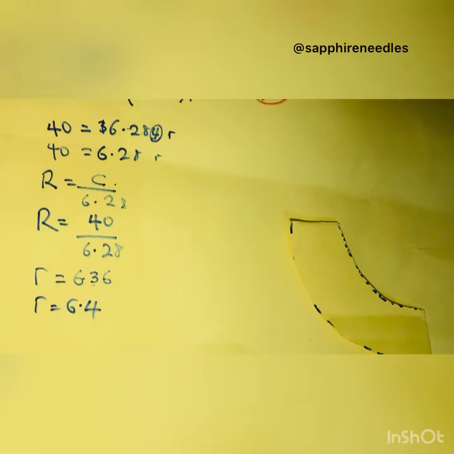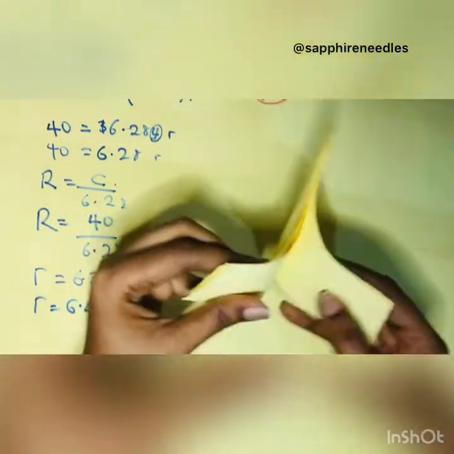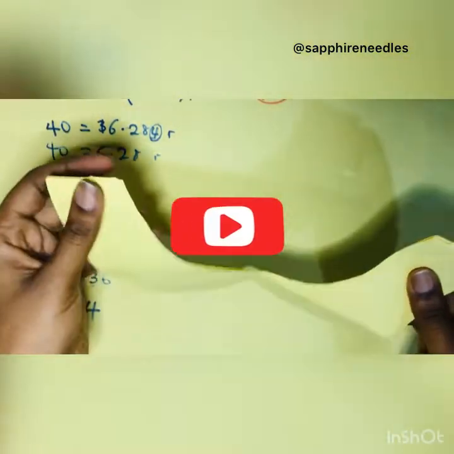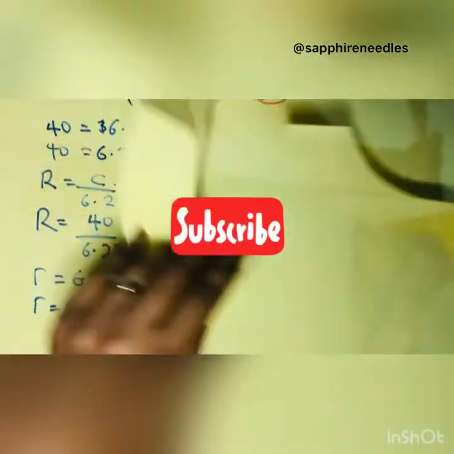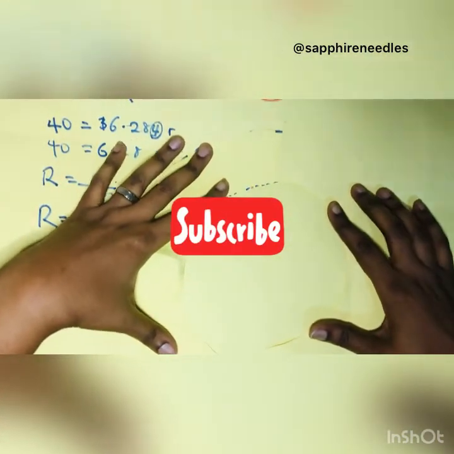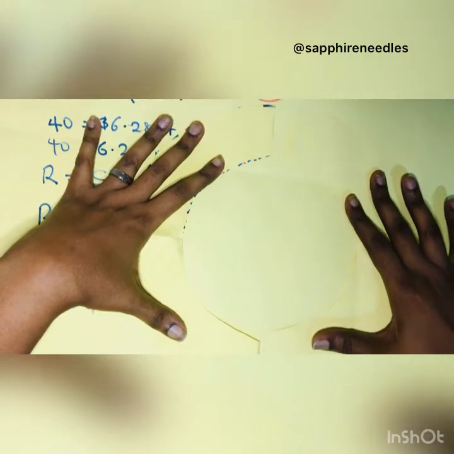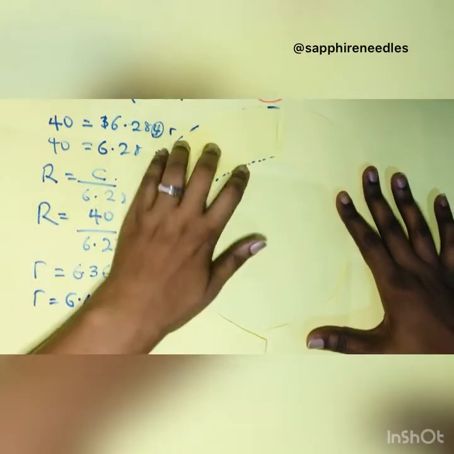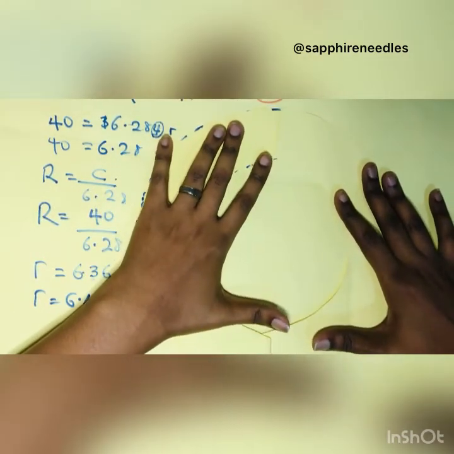So this is it. Yeah, this is it. This is a circle. It's in 2 halves, so this is a full circle.